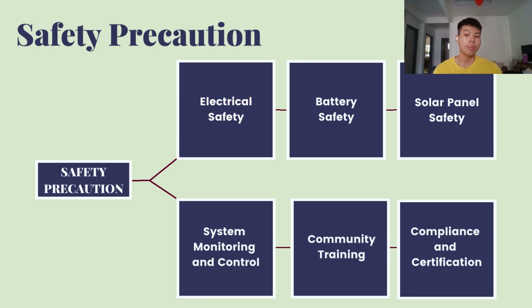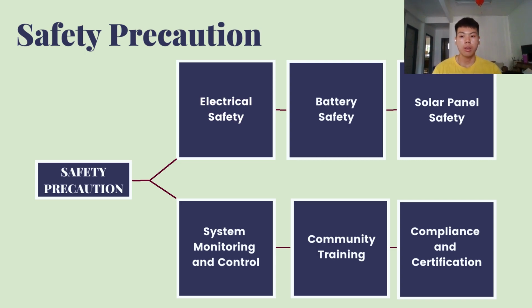And for solar panel safety, securely mount solar panels to withstand environmental conditions. Exercise precaution during installation or maintenance to prevent electrical shock. And we have to consider fire safety risks associated with the solar panels. The fourth one is system monitoring and control. We can integrate remote monitoring capabilities for issue detection without physical intervention. And we can also install an emergency shut-off mechanism for quick system disconnection during emergencies.